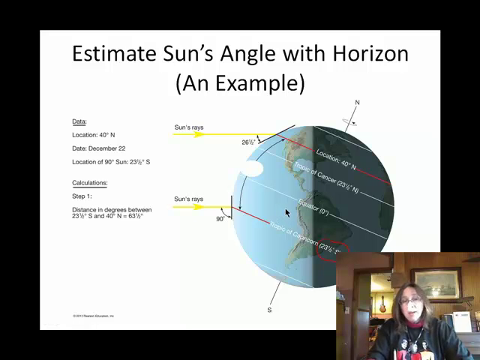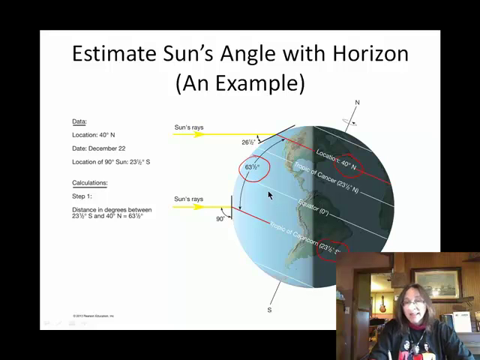So your first step is to calculate the number of degrees between your location, which in the example we're going with is 40 degrees north latitude, and the place that's getting the most direct sunlight. You have to do a quick calculation. In this case, you can see that the angle between us and 23.5 degrees south is 63.5 degrees.